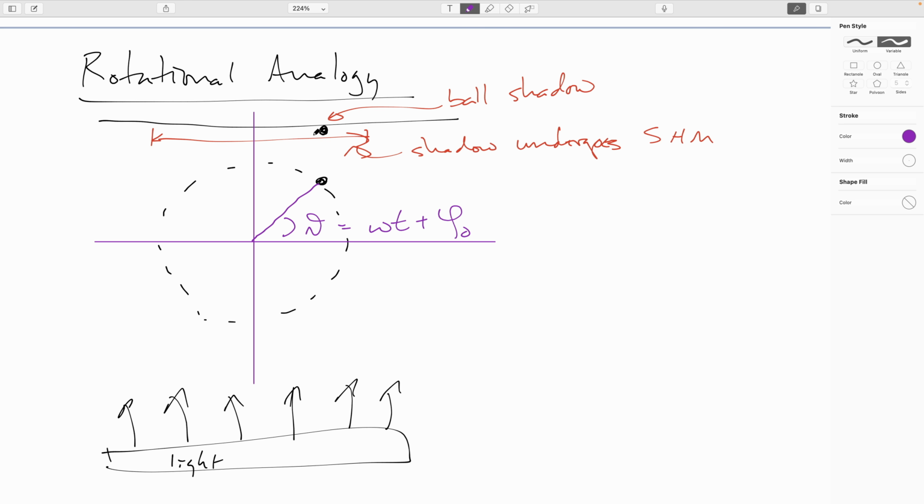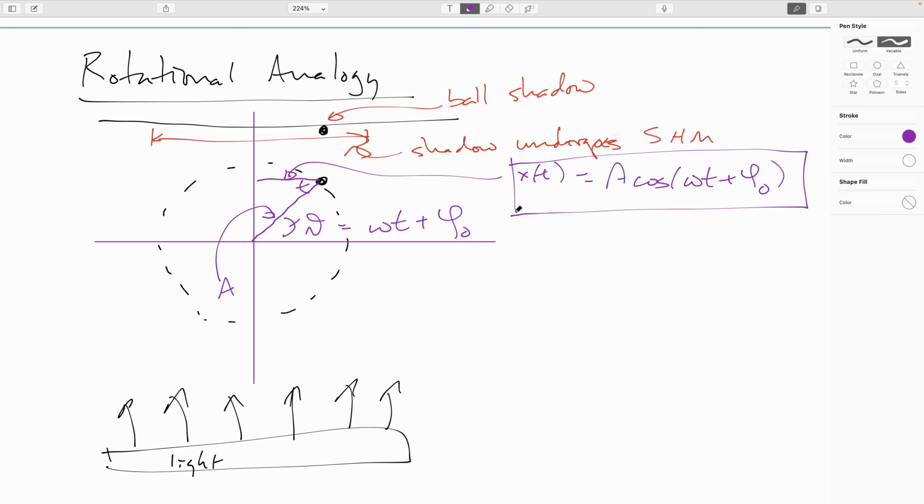Now, what is the position of the shadow? Well, that's going to be this bit right here. So this angle and this angle are congruent by alternate interior angles. And this length here is my x-coordinate, x of t. So if we say that the radius of the circle is the amplitude of my motion, then this is going to be this radius here, A, times, since this is an adjacent, the cosine of this angle here, omega t plus phi naught.